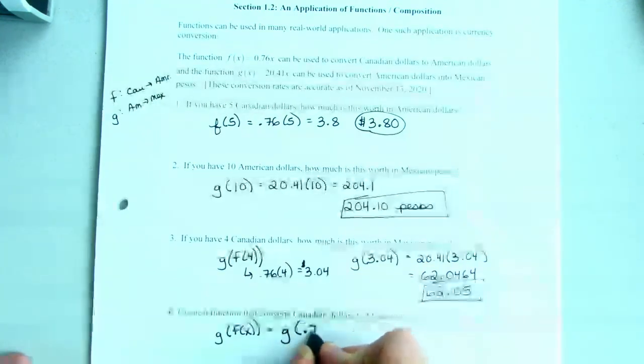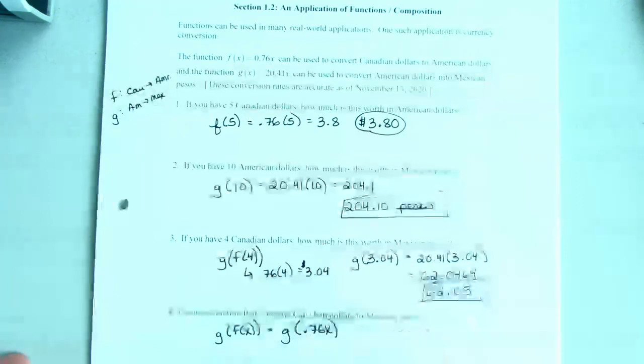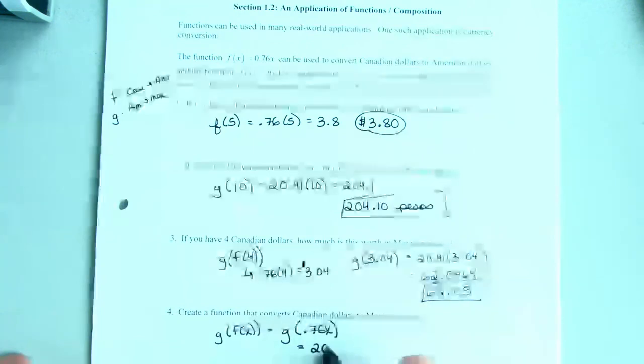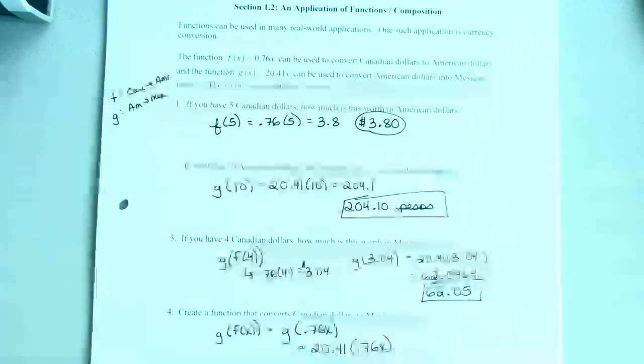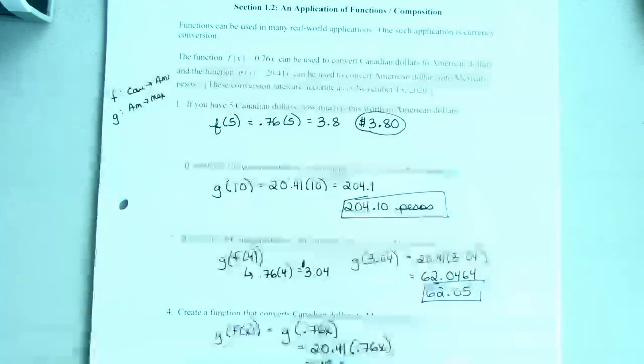f of x is 0.76x. I'll plug that into my g function, and I'm going to get 20.41 times 0.76x. 20.41 times 0.76 should give me 15.5116x. And I think I'm actually going to leave all the decimals.